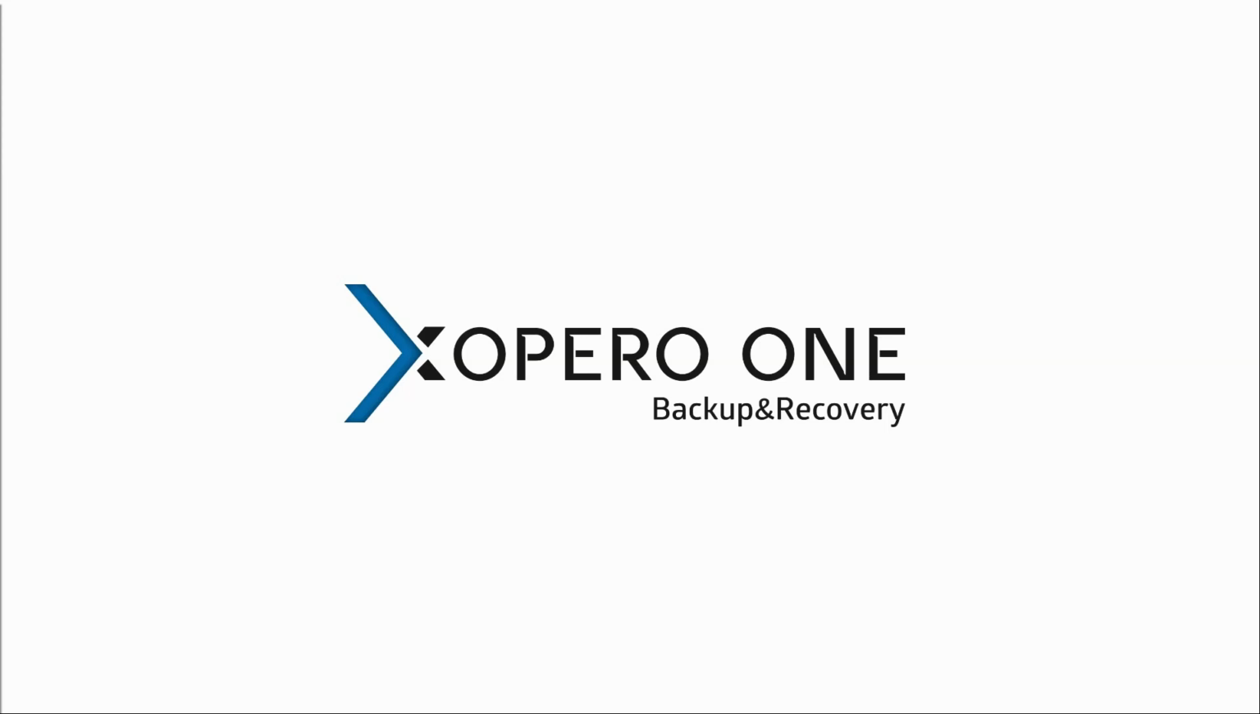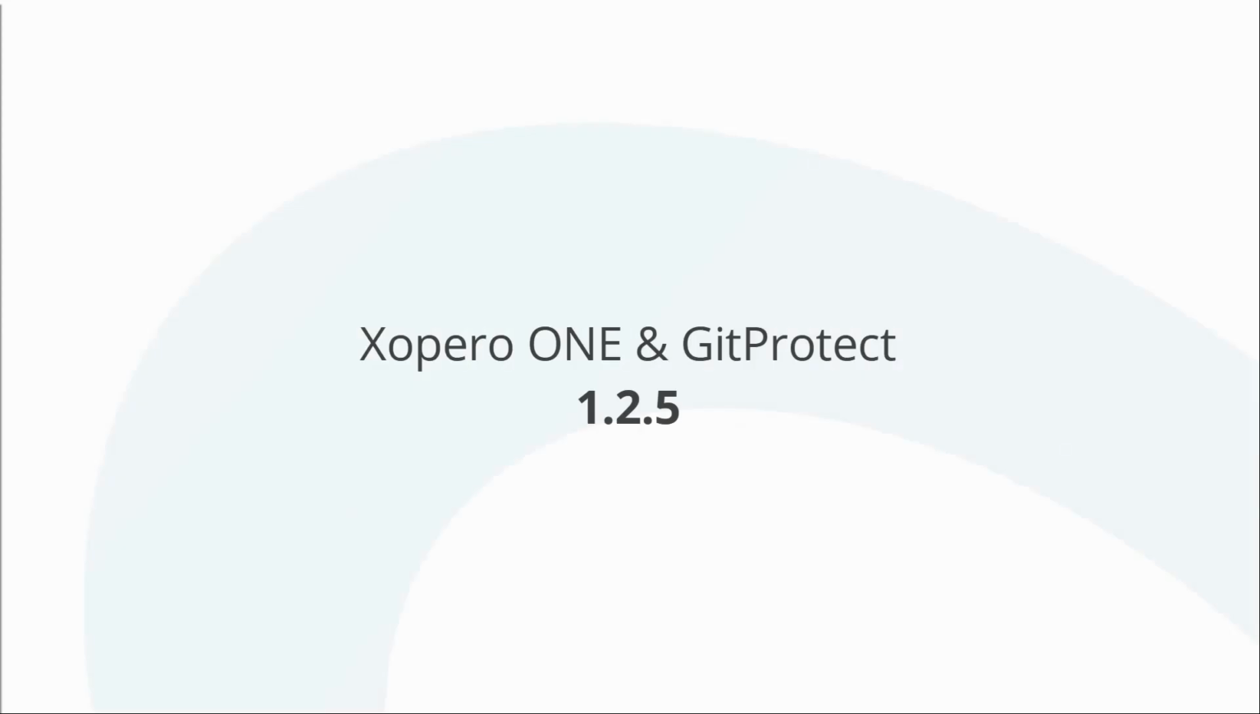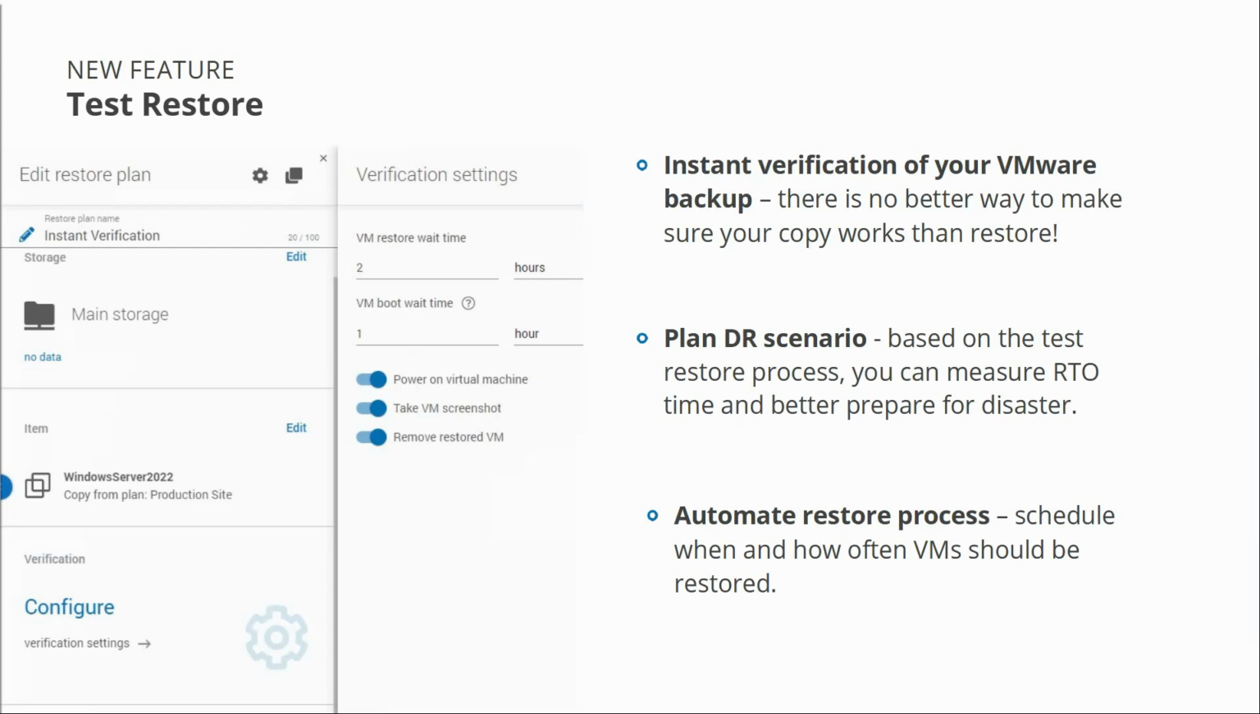The newest version of Xopero ONE and GIT number 1.2.5 has just been released, so it's a great opportunity to take a look at what's inside the newest release. First of all, it brings us the new feature, which is Test Restore. It helps you to instantly verify your VMware virtual machine backups.